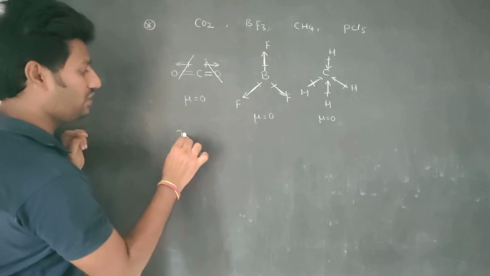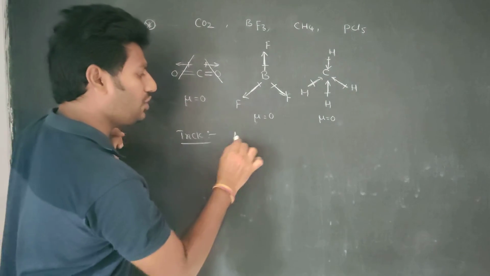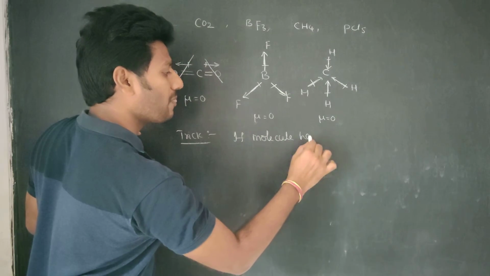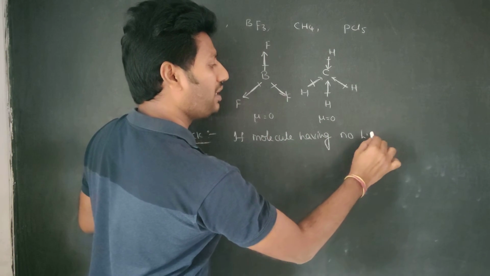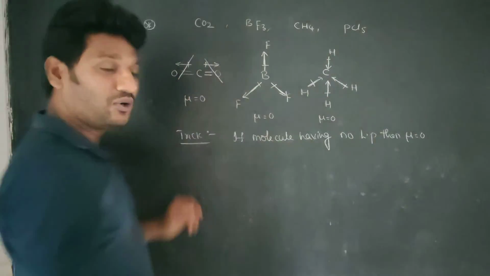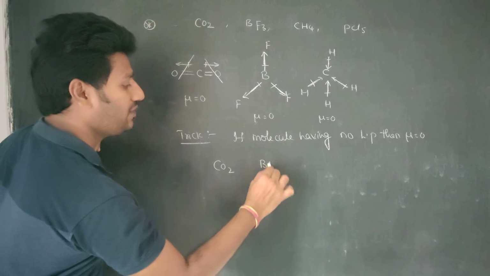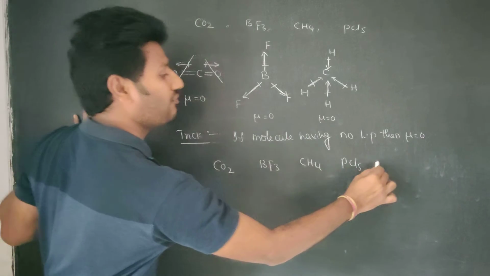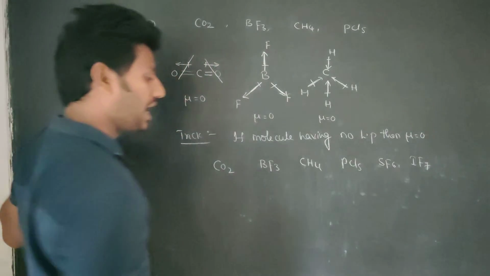Simple trick. Now for this type of problem you have to use one trick. What is the trick? If a molecule has no lone pair, then the dipole moment is 0. Then mu is equal to 0. So in CO2, BF3, CH4, PCl5, and not only PCl5, SF6 and IF7.